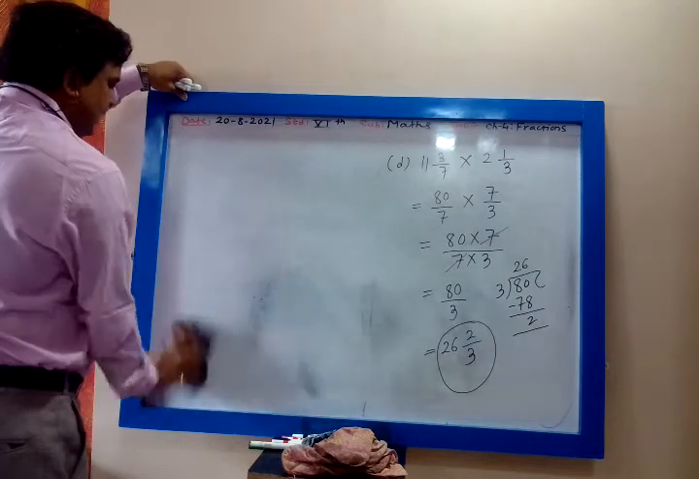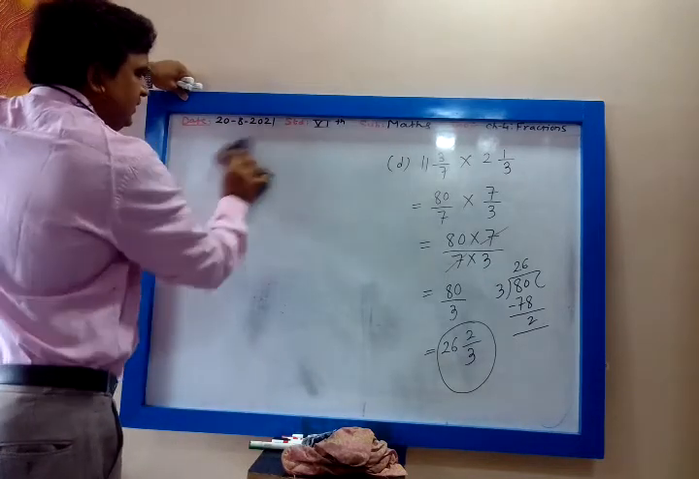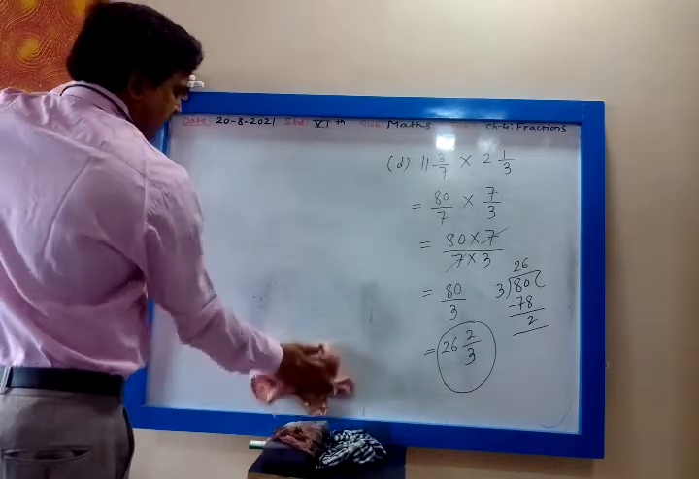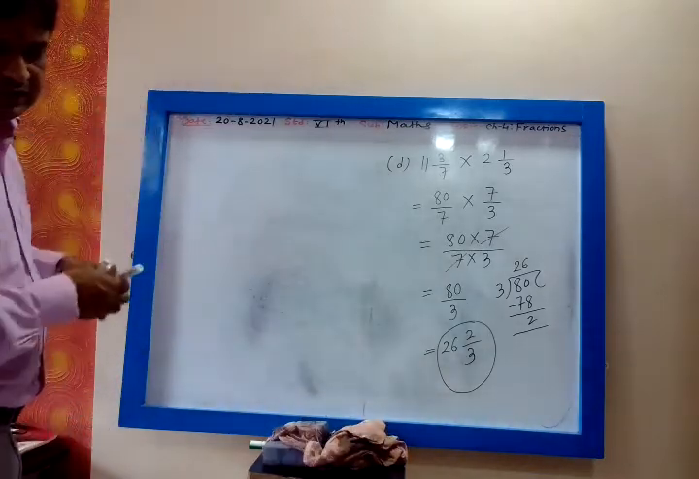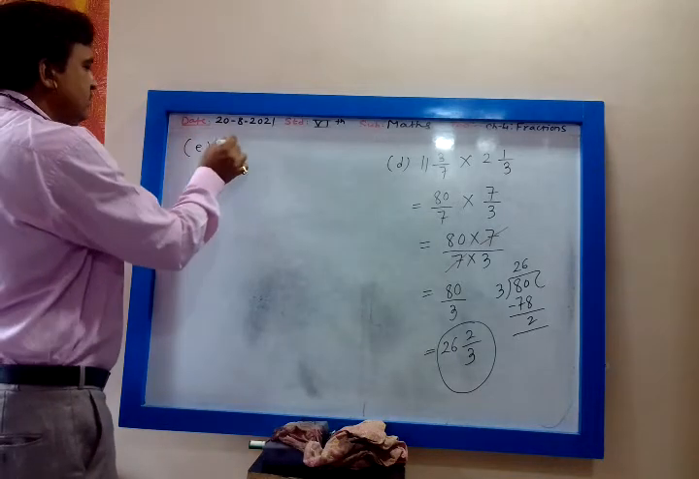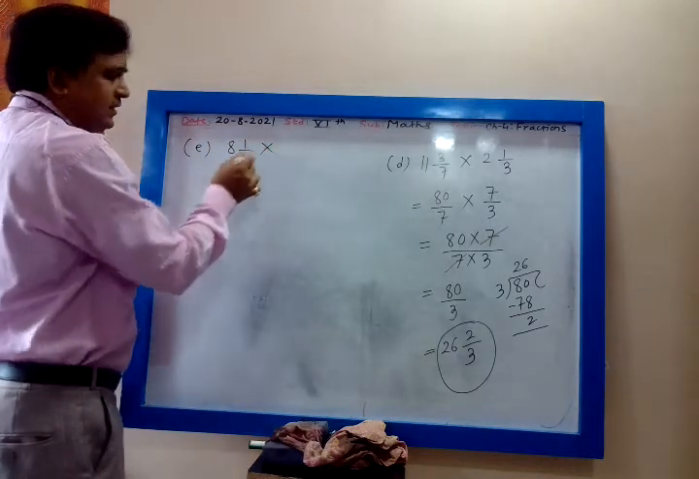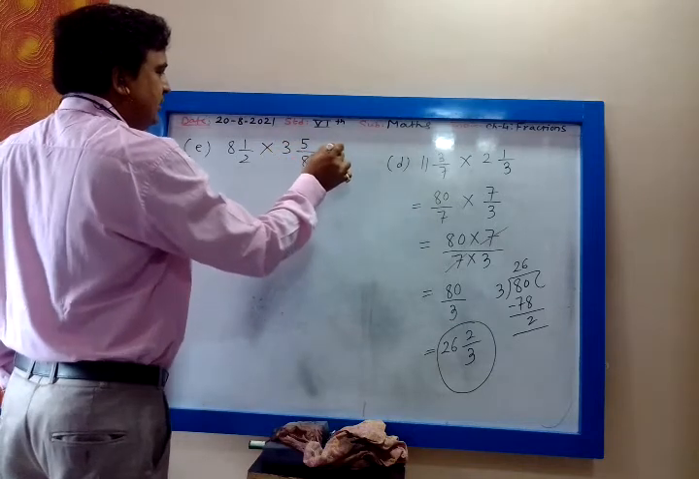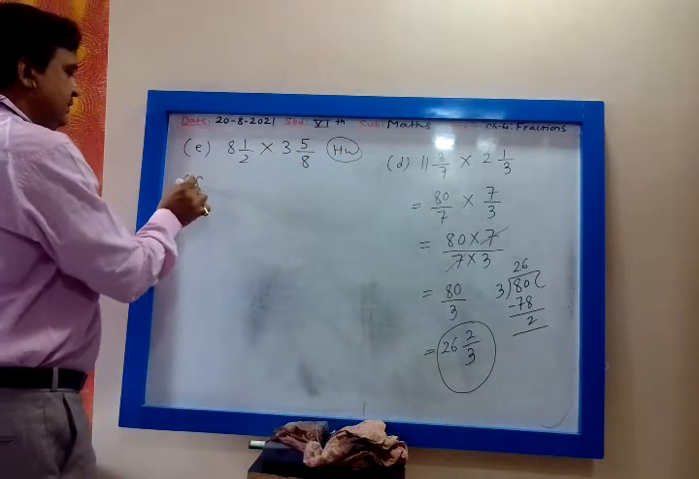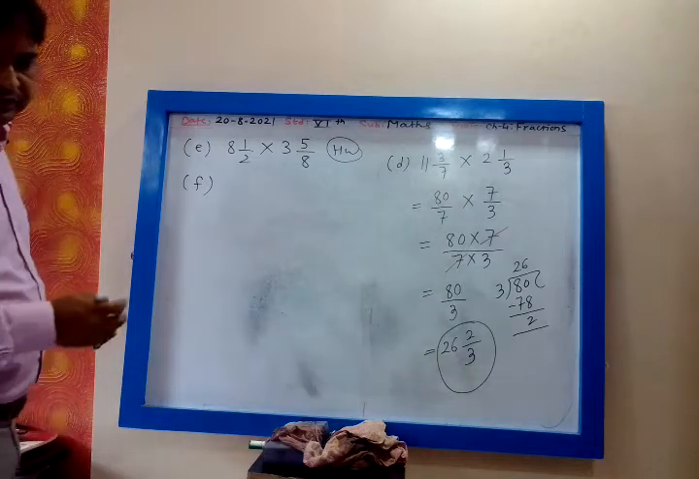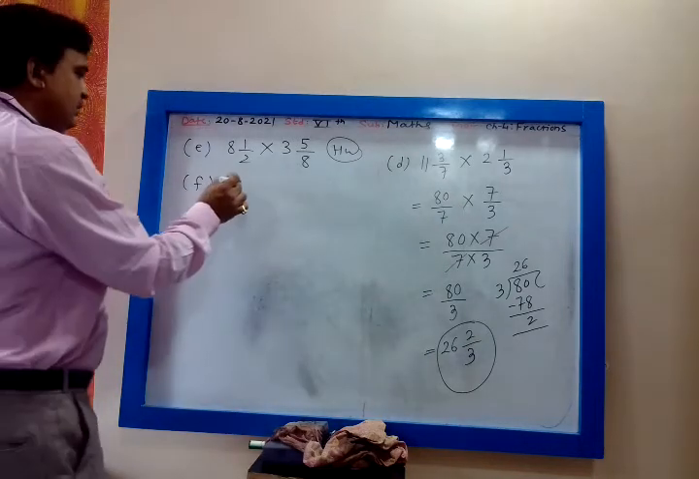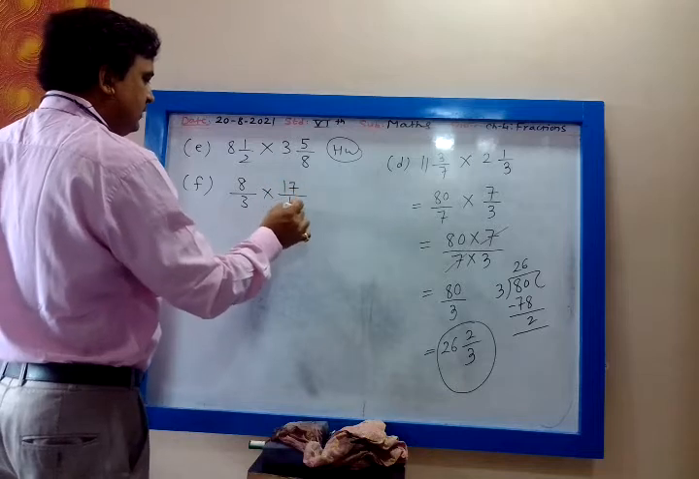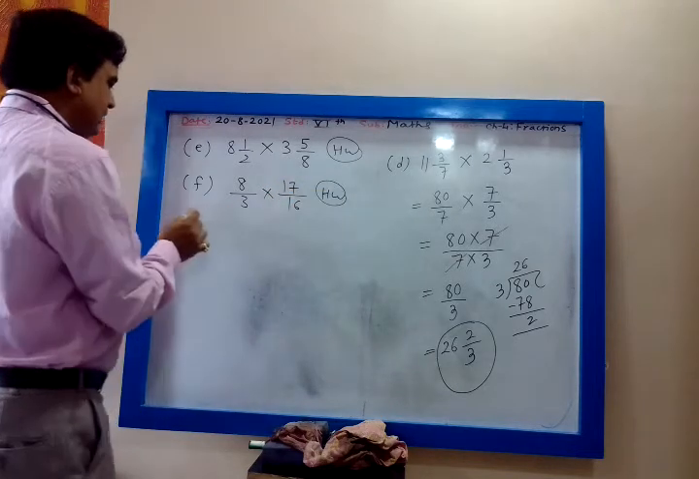Now can I give some problems as homework? Yes. Multiplication of, yes. So let us write E. 8 is to 1 by 2 multiplied with 3 is to 5 by 8. Mixed fraction, convert them into improper fraction. Homework. Then F, 8 by 3 into 17 by 16. Homework. Okay. Then G.